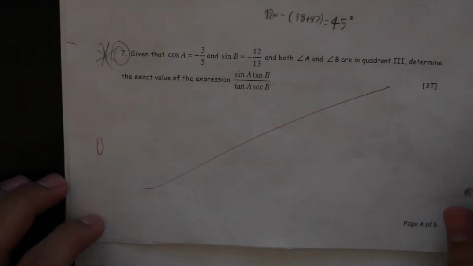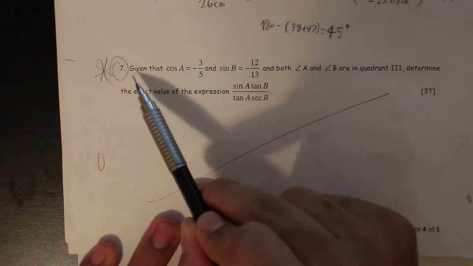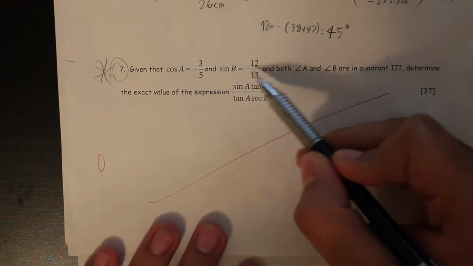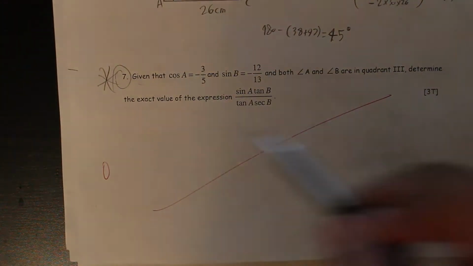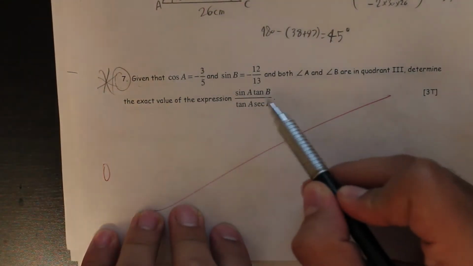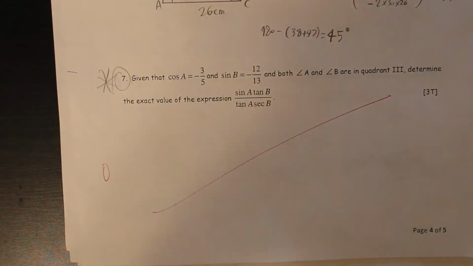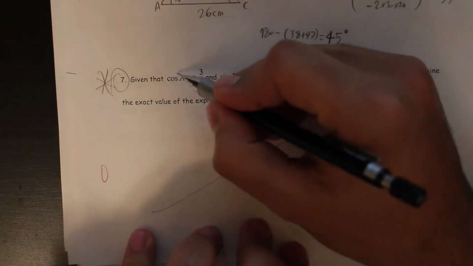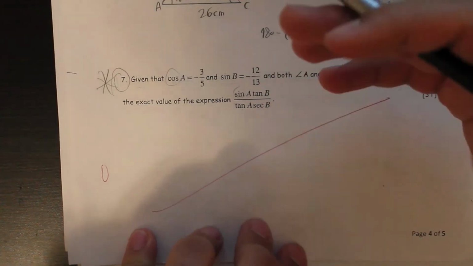So the first question over here, which I did not have enough time to solve, was given that cos A equals negative 3 over 5 and sine B equals negative 12 over 13, and both angle A and angle B are in quadrant 3, determine the exact value of the expression sine A times tan B over tan A times secant B. Now the only tricky part of the question is that they give you cos A and they want you to solve for sine A, which on the surface looks difficult, but once you get into it, it's actually pretty easy.